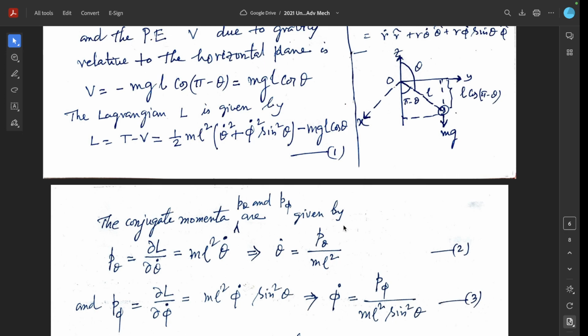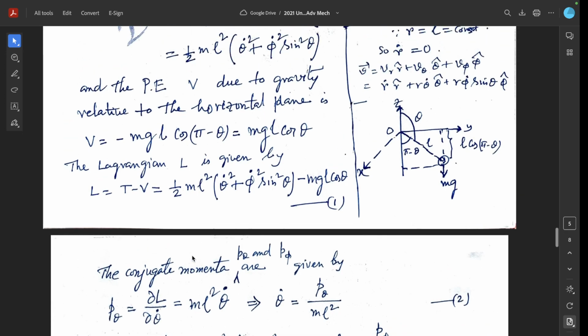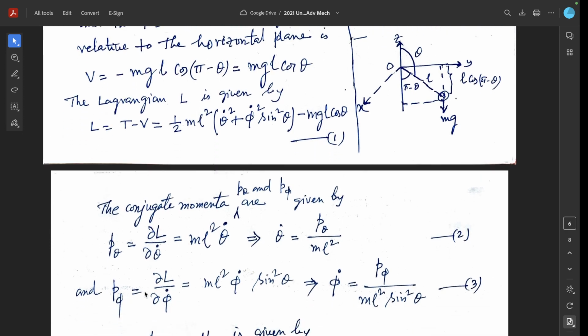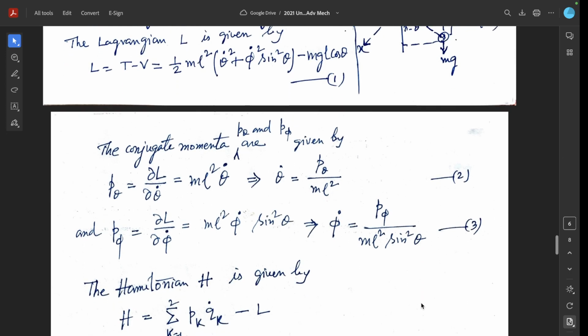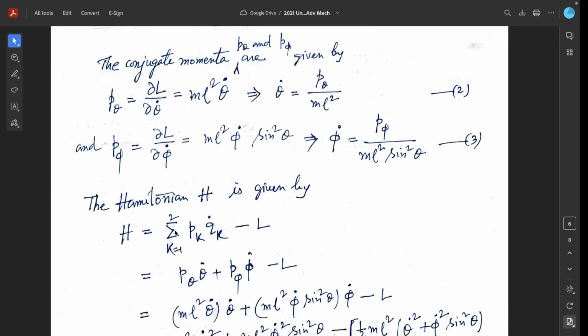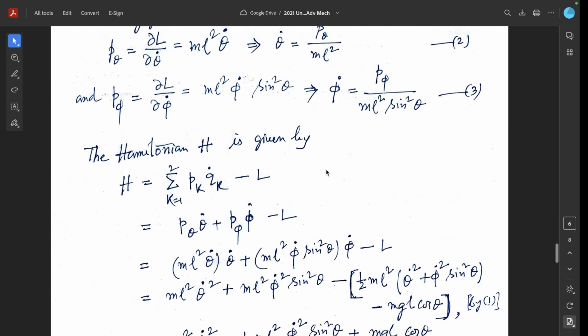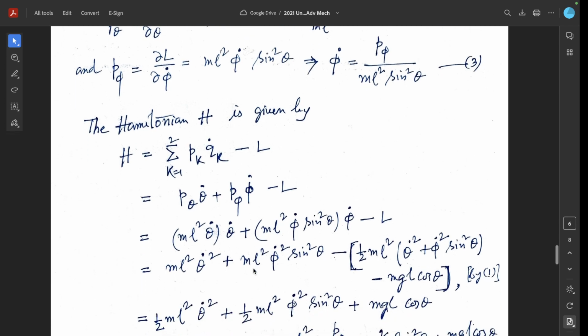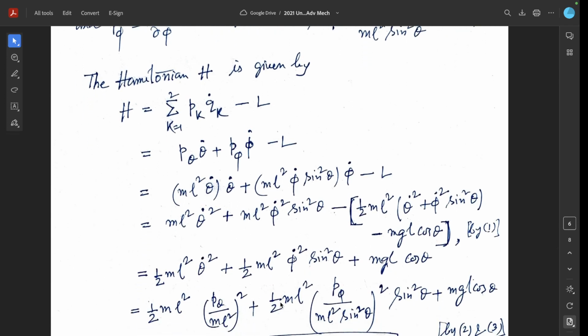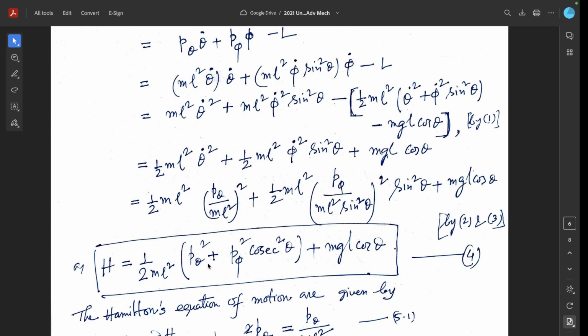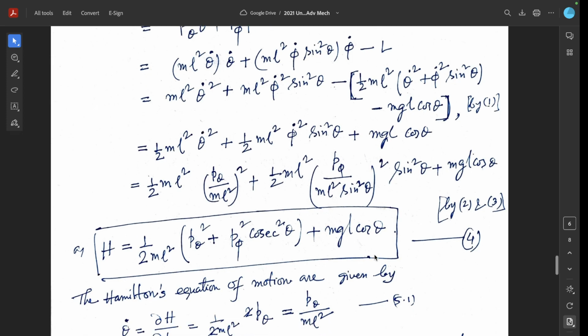The conjugate momenta p_θ and p_φ are given by p_θ = ∂L/∂θ̇ = mL²θ̇, so θ̇ = p_θ/(mL²), and p_φ = ∂L/∂φ̇ = mL²φ̇ sin²θ, so φ̇ = p_φ/(mL² sin²θ). The Hamiltonian H is the summation over k from 1 to 2 of p_k q̇_k minus L, that is p_θθ̇ + p_φφ̇ − L. Putting in the values of θ̇ and φ̇ from 2 and 3 and simplifying in terms of p_θ, p_φ, θ and φ, we get H = (1/2mL²)[p_θ² + p_φ² cosec²θ] + mgL cos θ.